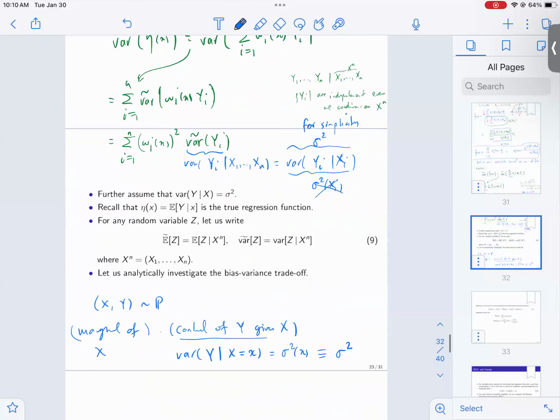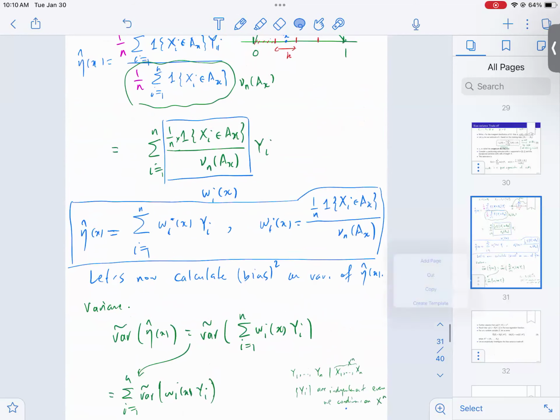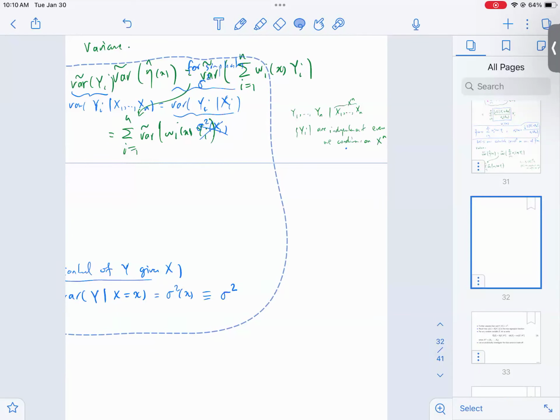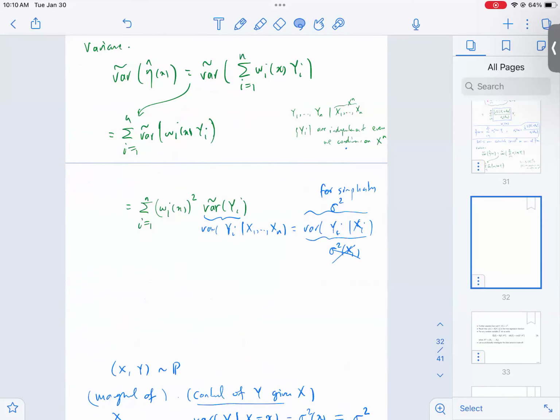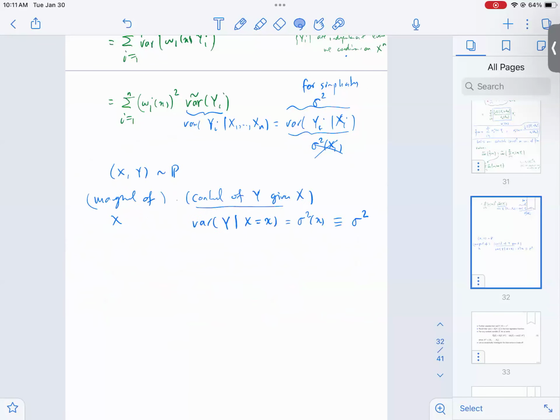What can I do here? Cut that, and then create another note here. So this is the side note here.